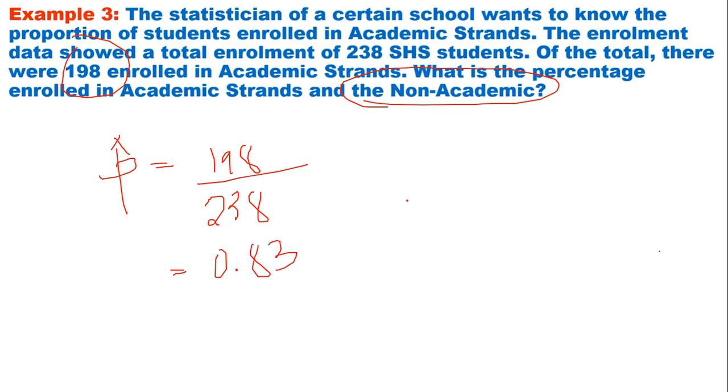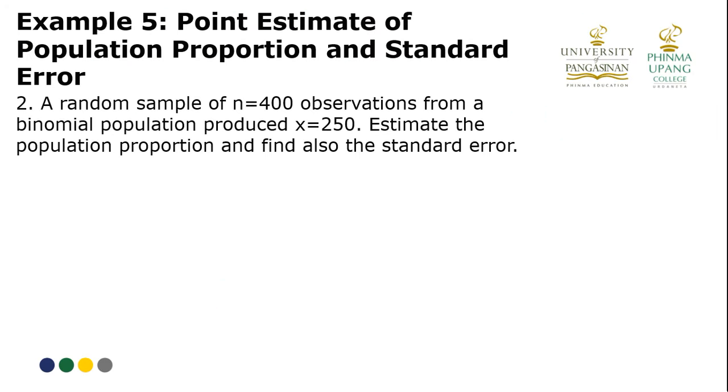0.83. How about the Q hat? 0.17. Thank you. The P hat is 0.83 and the non-academic is 0.17. Academic strand 0.83, 0.17 is the non-academic.